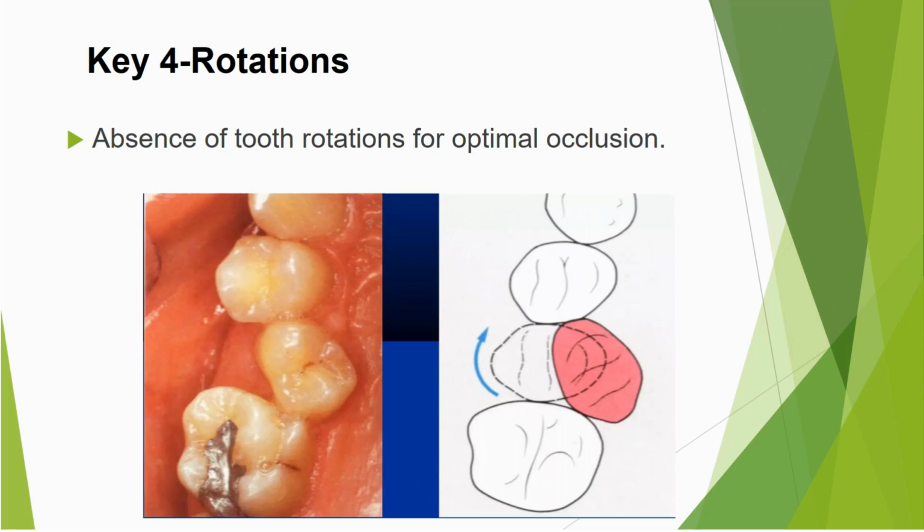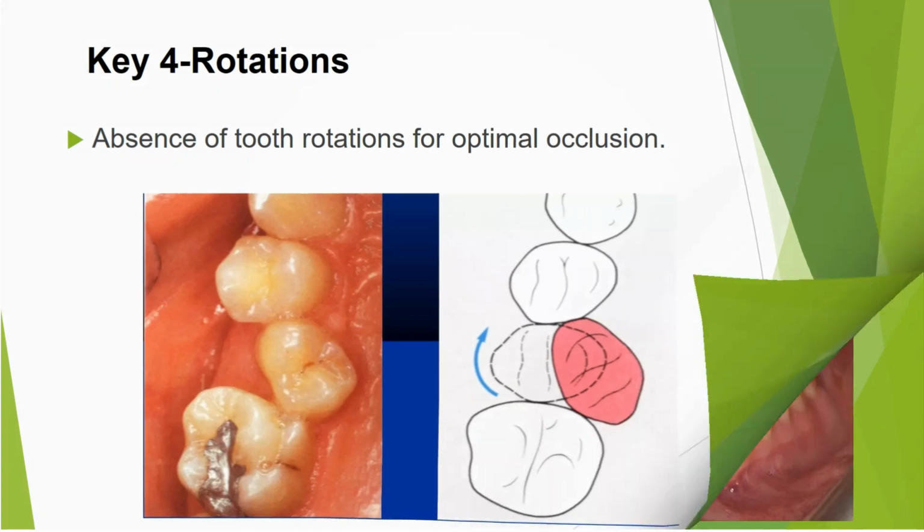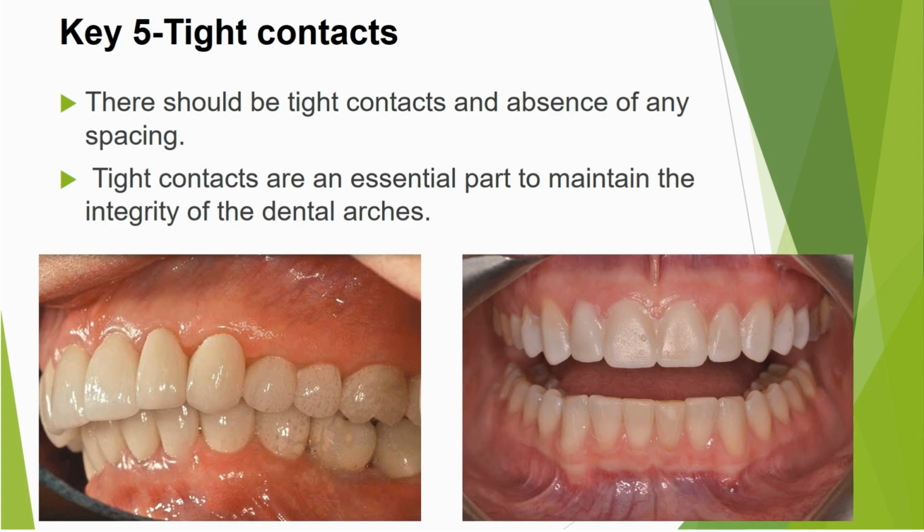Key 4, rotation. There should be absence of tooth rotation for optimal occlusion, as the rotated teeth occupy more space in the dental arch. Key 5, tight contacts. There should be tight contacts and absence of any spacing. Tight contacts are an essential part to maintain the integrity of the dental arches.